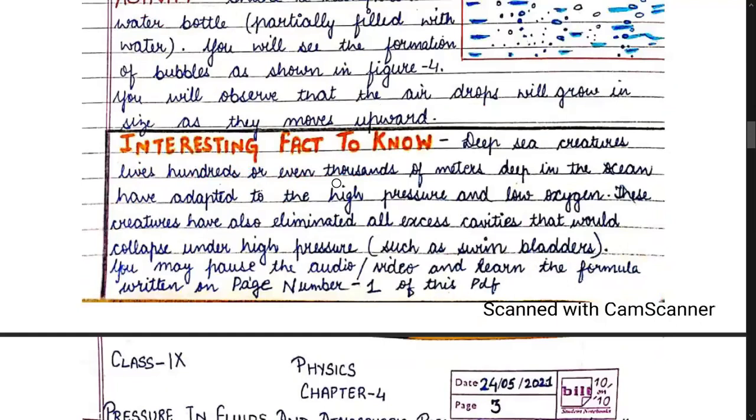Now there is a very interesting fact which you should know, children. Deep sea creatures, that means the creatures which live near the seabed, live hundreds or even thousands of meters deep in the ocean. And of course, there is very high pressure. But these creatures have adapted to the high pressure and even low oxygen level. These creatures have also eliminated all excess cavities that would collapse under high pressure.